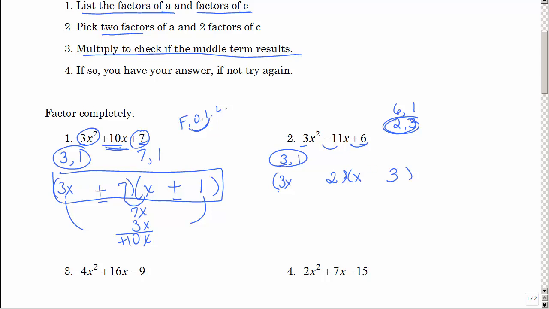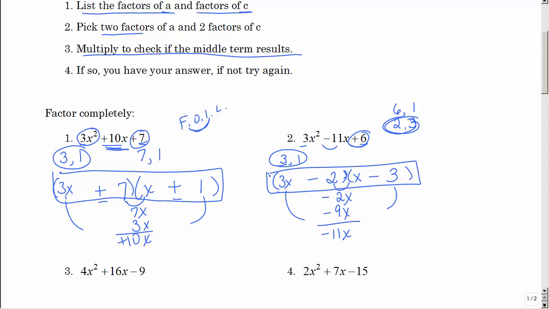So let's see if I can get an 11 in the middle. That's 2x, that's 9x, and if they're both negative, I get a negative 11x. And I know a negative 2 times a negative 3 is a positive 6. If that wouldn't have worked, then I would have tried the 6 and the 1, but I knew that the 6 could not go with the 3 because 3 and 6 are both divisible by 3. So I know that would not work. So it does eliminate some choices when you know that fact.